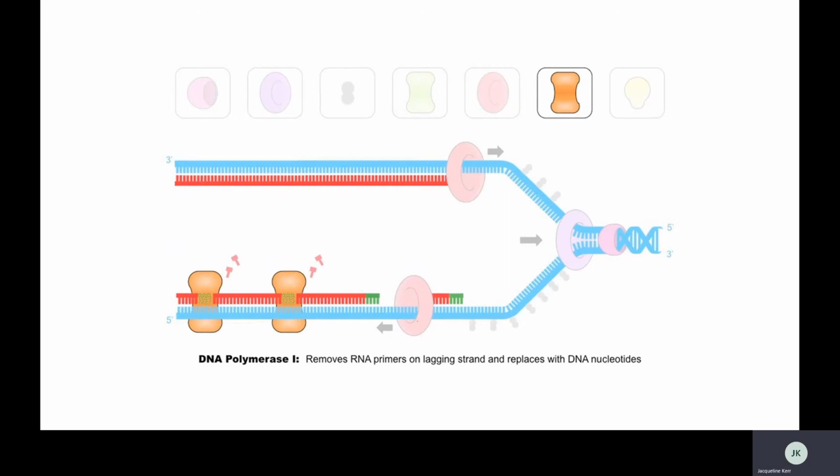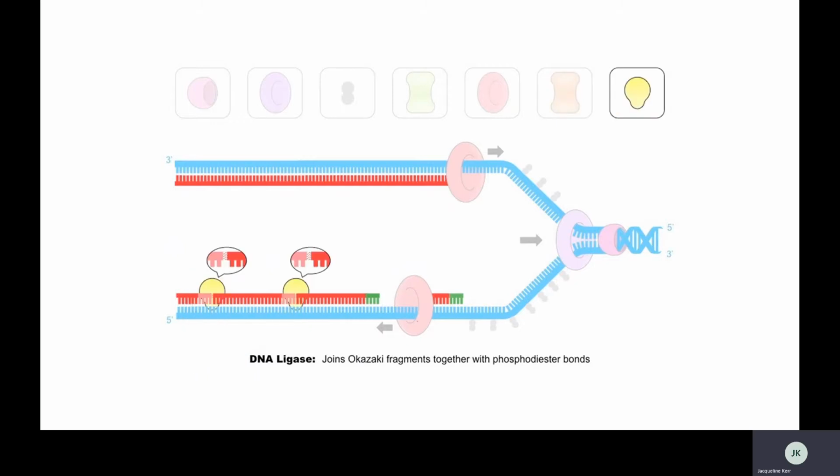The next molecule, then we go to our other polymerase. Polymerase 1 gets rid of the primers and replaces them with DNA nucleotides, because remember our primers are made of RNA. So they have to be chopped out and replaced. And then our little fragments that are left, these little nicks here, have to be sealed with DNA ligase. So that makes a new phosphodiester bond here, a new covalent bond between the nucleotides of our Okazaki fragments.